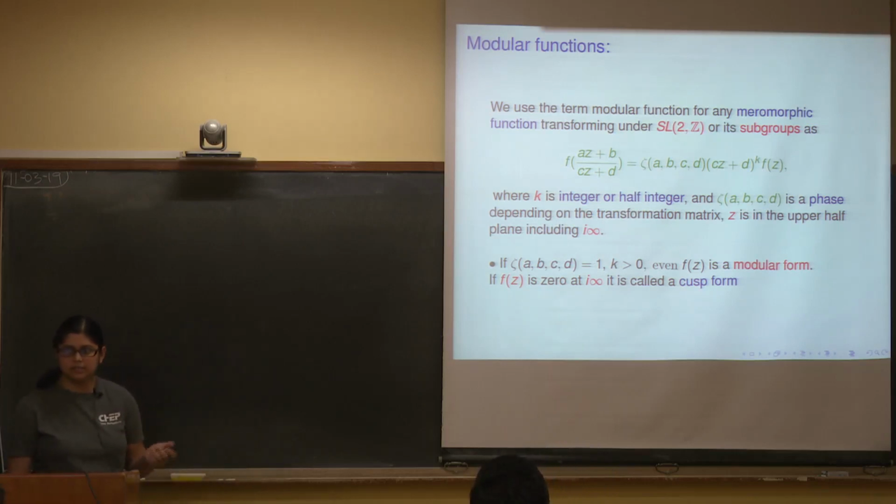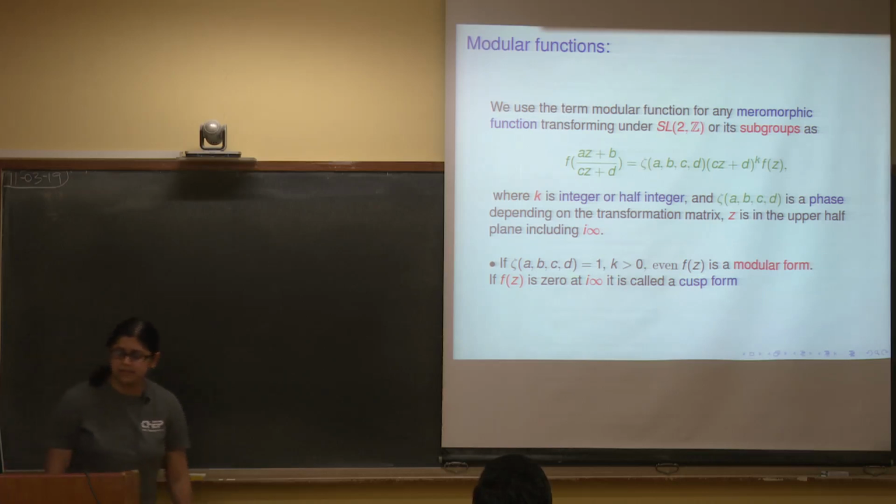Modular functions, I will define them with a rough definition. It's a holomorphic function in the upper half plane, and it can be written like these, and k can be an integer or half integer, and zeta is a phase. If zeta is 1 and k is greater than 0, then f(z) we call a modular form.